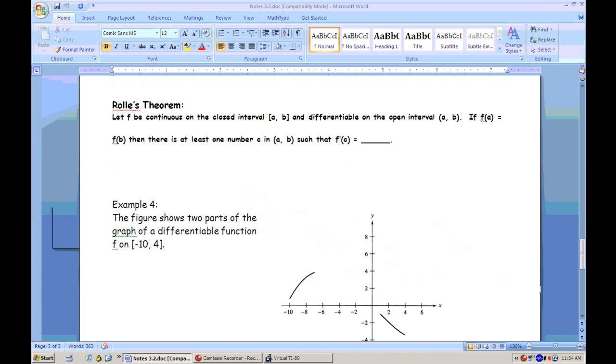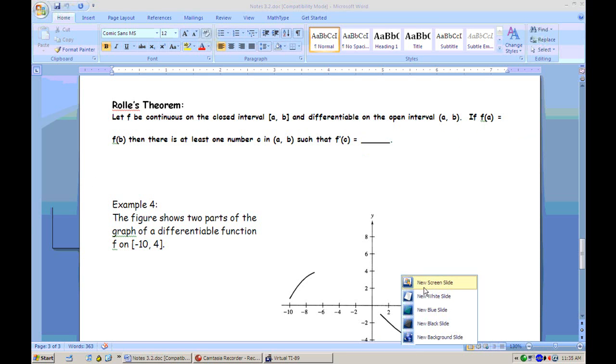There is a little special case of the mean value theorem, and it actually has its own name. It's called Rolle's theorem. However, it's still the mean value theorem, so I don't really expect you to know Rolle's theorem. You can think of it as the mean value theorem. But if f is continuous on the closed interval and differentiable on the open interval, if f of a equals f of b, then there's at least one number c such that f prime of c equals what?